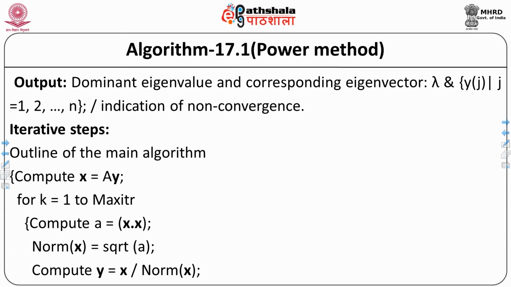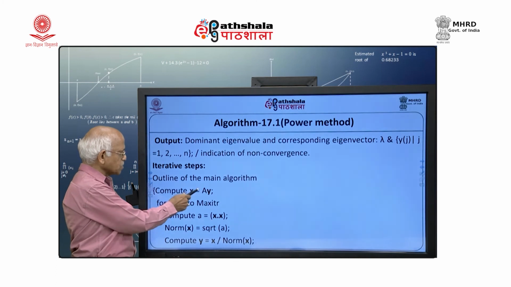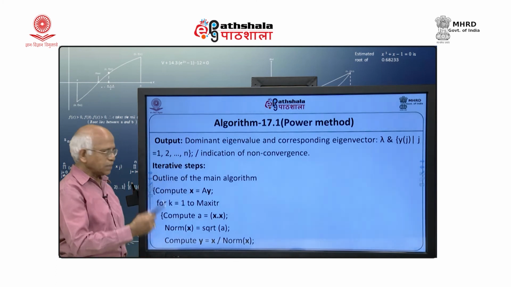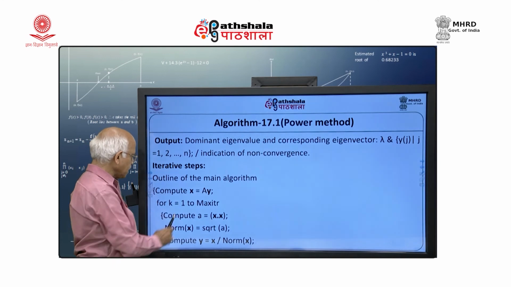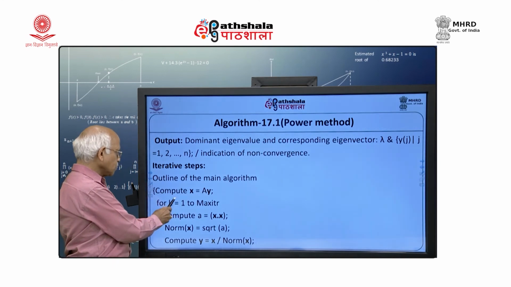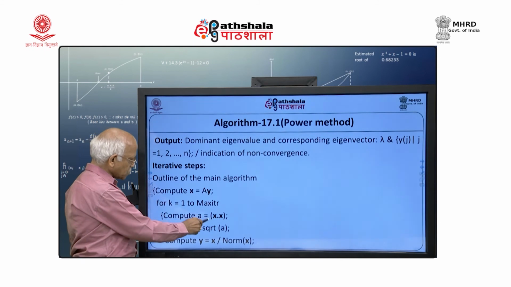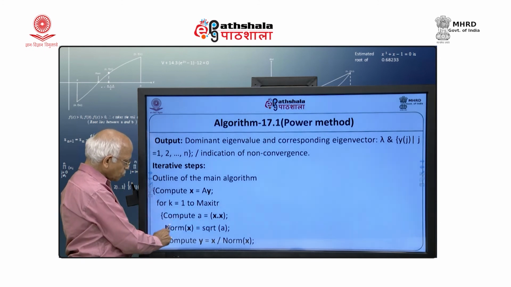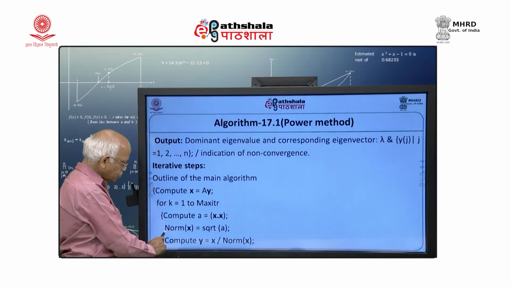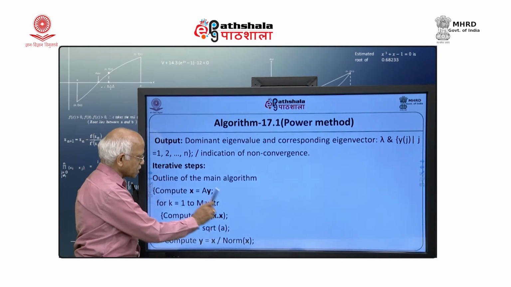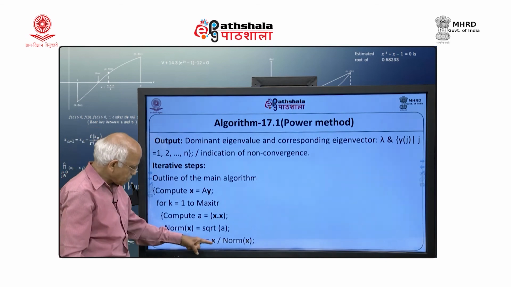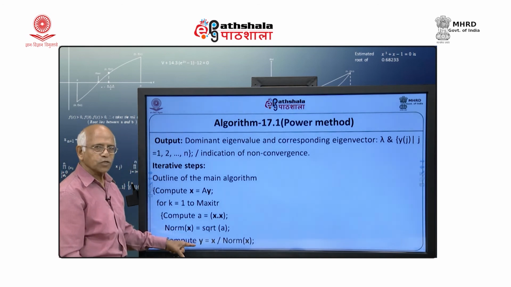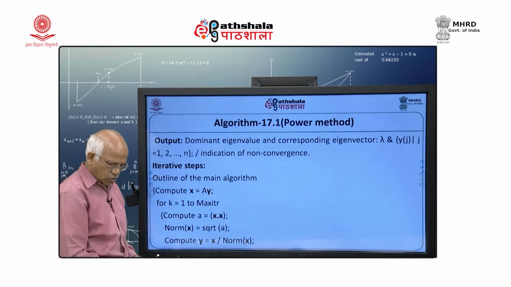The iterative step, the outline of the main algorithm, is to compute x bar equal to A y bar. We first find x bar equal to A y bar, because y bar was already taken as an input. Then for k equal to 1 to max iter, I compute x bar dot x bar, and then the norm of x bar as the square root of this, and compute y bar as x bar by norm x bar. Every time I am trying to make y bar a unit vector. This is required, as we already pointed out earlier.